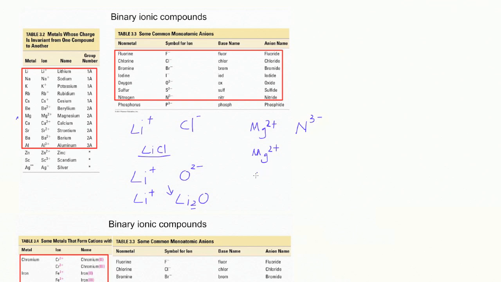Now let's get one more. Now you have 3 magnesium 2 plus. Now 6 positive charges, 3 negative charges. Now what you need to do is just get one more nitride. Now 6 positive charges, 6 negative charges.